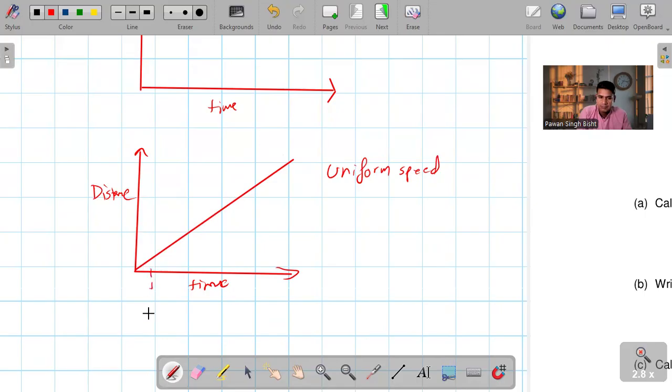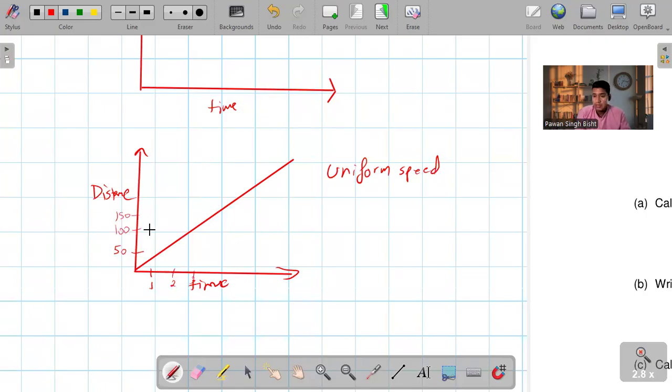For example, if it is 1 second, the distance covered is 50 meters. Then in 2 seconds, distance covered is 100 meters. Then in 3 seconds, distance covered is 150 meters. So we can predict at 4 seconds how much distance has been covered. Whenever we can identify the distance covered in the next second, that is called uniform speed. But generally we don't see this type of uniform speed in our daily life. Is it possible to go with the same speed in real life? No, it is not possible.